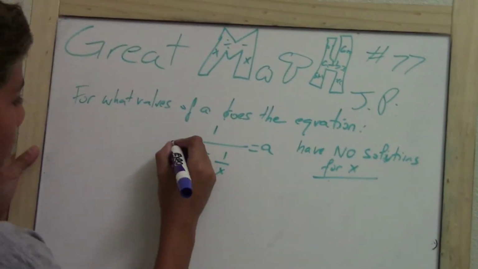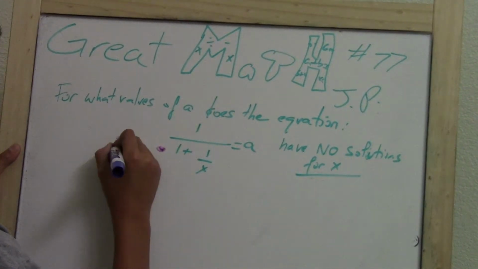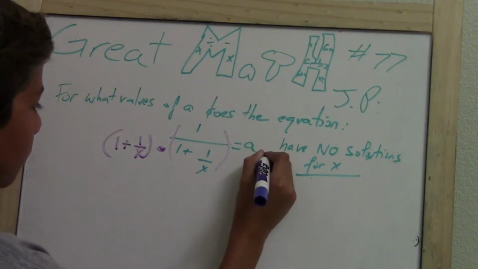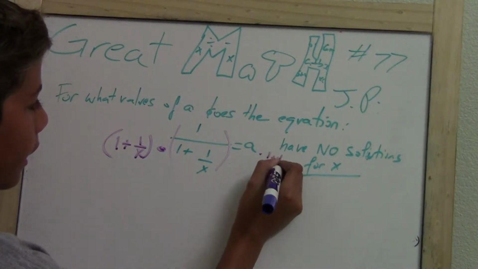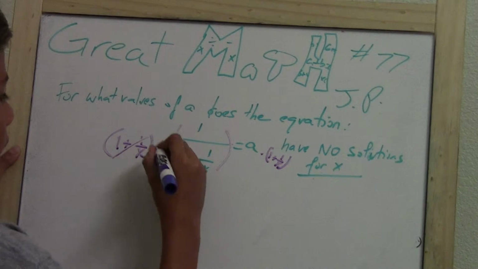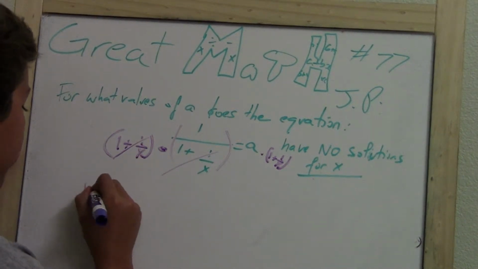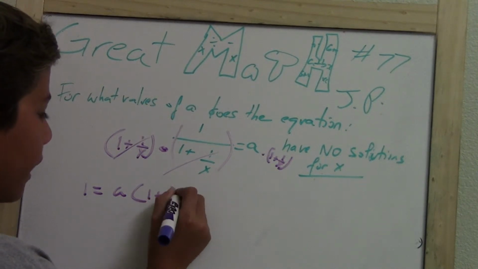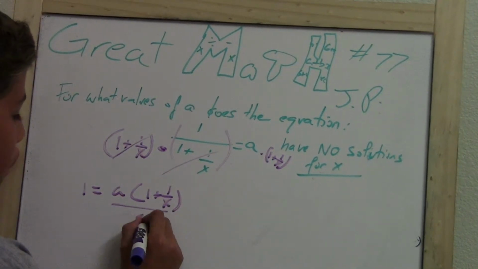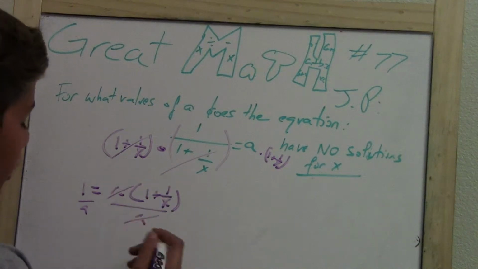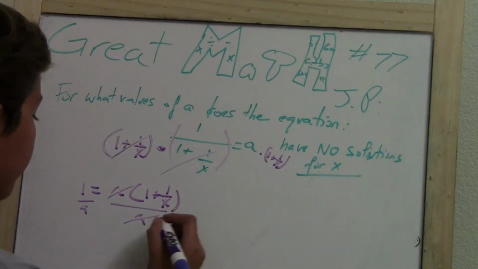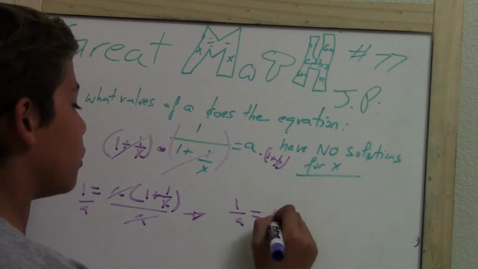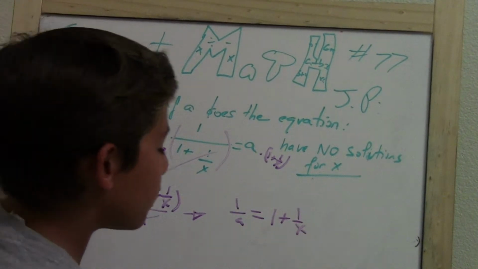So obviously we can multiply by 1 plus 1 over x on both sides. That cancels out. 1 is equal to A times (1 plus 1 over x). Now I don't want to distribute it yet, because as much as possible, I don't want to touch x. So when I do that, 1 over A is equal to 1 plus 1 over x.